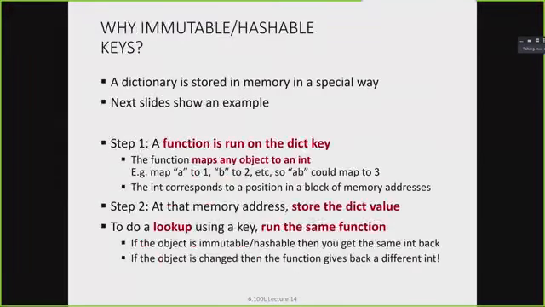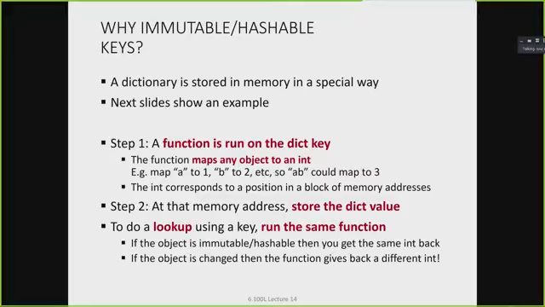So let's look at that a little bit further in detail. The reason why we can't have a key that is mutable is because of the way keys are stored in Python. The way the dictionaries are stored in Python. So I'm going to show you an example on the next slide. First, I'm going to explain how they're stored, and then we'll go through an example showing you exactly why you can't have a mutable structure.